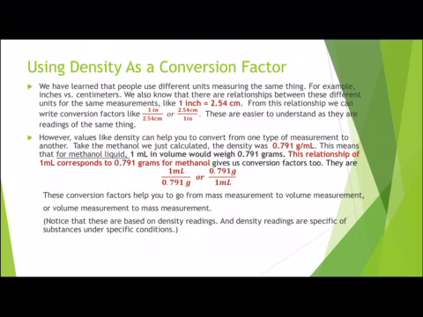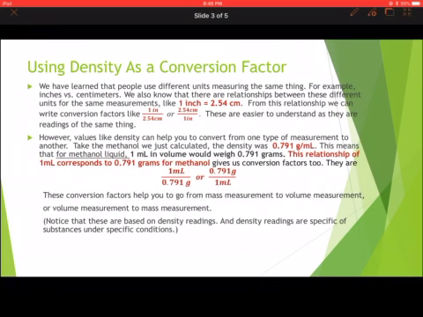Going on, using density as conversion factors. This is a little quick review. In section 1, what we learned was that for the same measurement, you could use different unit systems. Because they're the same measurement, they can give you different reading numbers. Thus, there's a relationship between the different measurements. The example I have here is for the length reading. You could do it in inches or in centimeters. The relationship between inch and centimeter is this: 1 inch equals 2.54 centimeters.